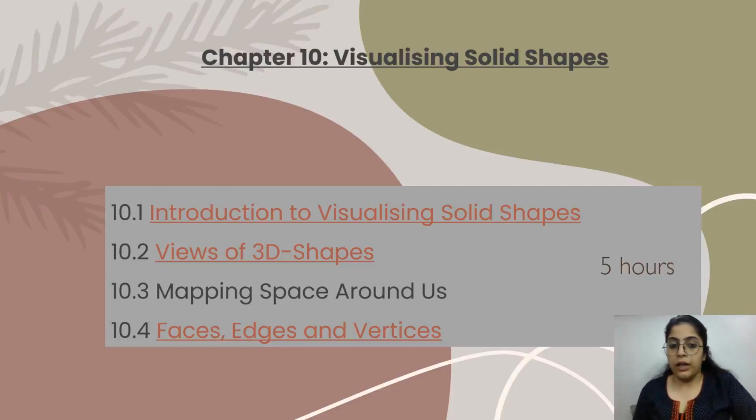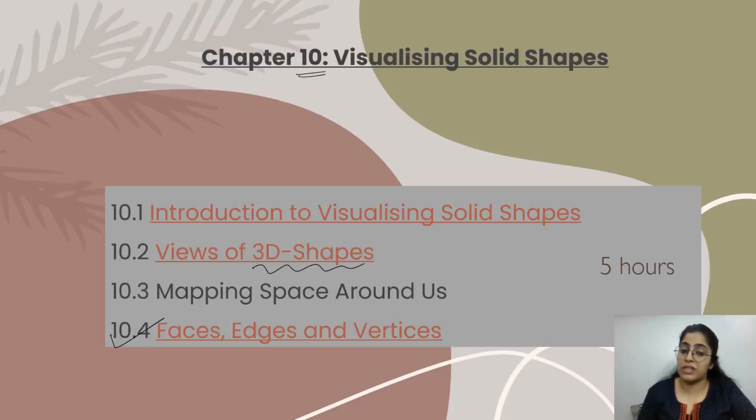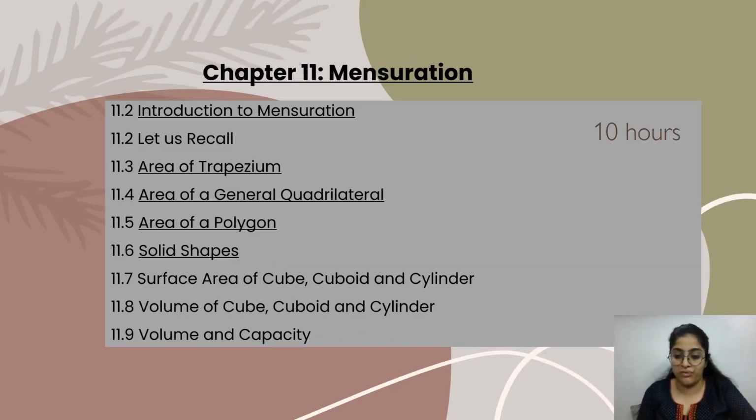Okay, if I'm talking about chapter number 10, I'm having visualizing solid shapes. We are having some 3D shapes over here also, and how we can visualize these solid shapes. We are having a lot of things over here. We are having 10.4 over here, which says faces, edges, and vertices. What is that, right? We are having a lot of formulas for this one. We are not taking that much time for this particular chapter, but the minimum would be 5 hours.